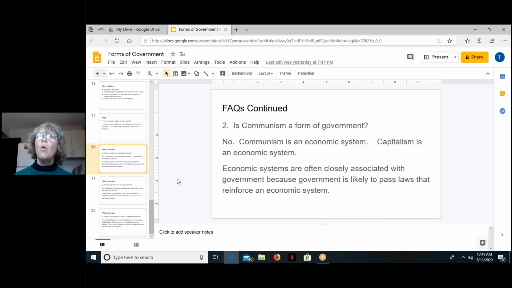The reason why I think we hear a lot of that interchangeability is because economic systems often closely are associated with government, because government systems tend to rule and make decisions that support their economic system. And there's nothing wrong with that. That's consistent. But we see those two as being very closely aligned because of the way government behaves.